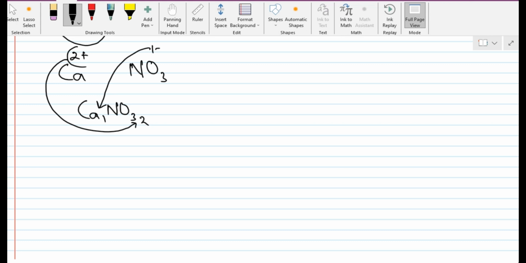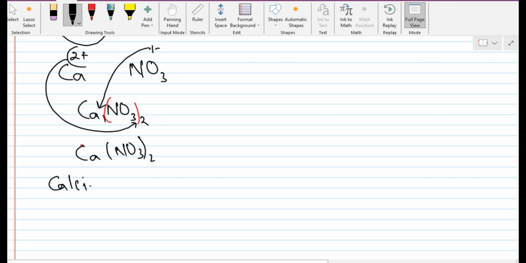But as this 2 is causing confusion, we have to use a bracket to confirm the exact position of this 2. So the final formula should be Ca(NO3)2, that is, Ca with NO3 in brackets, whole twice. Why? As I said, no need to write 1, and no need to write the numbers if they are similar, like 2 and 2. So the name will be calcium nitrate.